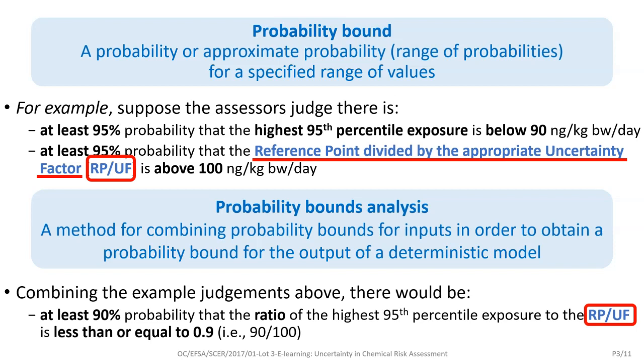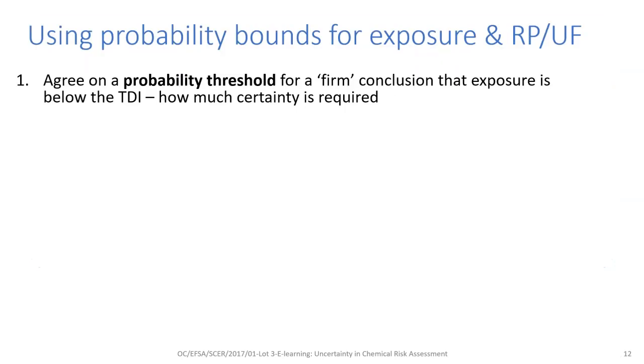So far, I've given an example of a probability bounds calculation with one specific set of input values. The next slide provides a general step-by-step description of how you can apply probability bounds to any assessment where you are comparing exposure and hazard to assess risk. First, agree on a probability threshold for a firm conclusion that exposure is below the TDI. How much certainty is required?